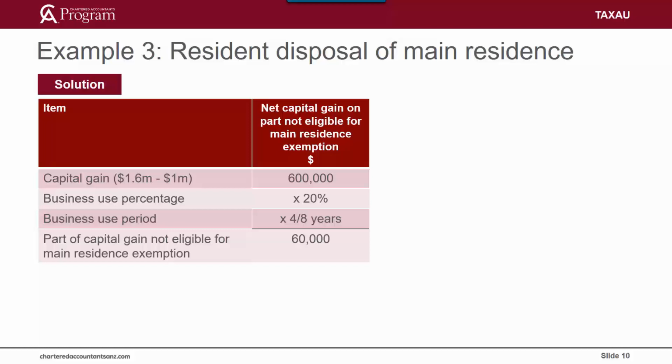But in this example, Tom cannot apply the main residence exemption to the extent the property is used for income-producing purposes. From the facts, you know that 20% of the property was used for income-producing purposes. However, that use only occurred during 4 of the 8 years during which the main residence was owned. Therefore, the portion of the capital gain that relates to income-producing use is $60,000. As Tom's capital gain is not fully disregarded under the main residence exemption, you need to calculate his net capital gain for the current income year following the steps in Section 102-5.